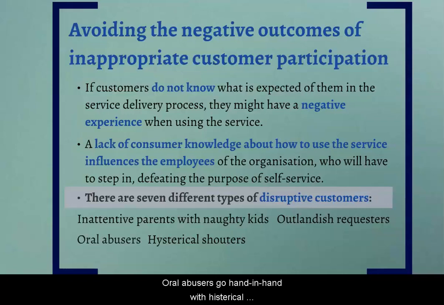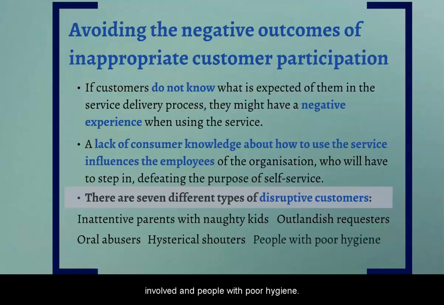Oral abusers go hand in hand with hysterical shouters. So these are people who swear at or orally abuse other service users or staff members. If someone jumped the queue and you start verbally abusing this individual, then it's going to be a bad experience for everyone involved. People with poor hygiene. So now you have to stand in the SARS queue and you have to file your tax return because you don't have data or you don't have a device to do it yourself. And then there are people in the queue with poor hygiene, and then you have to stand there and deal with that, and that's not necessarily a nice experience.